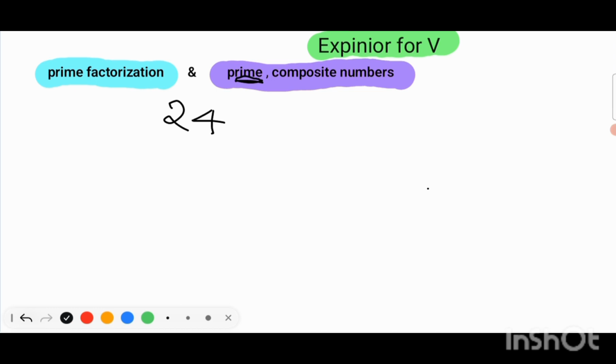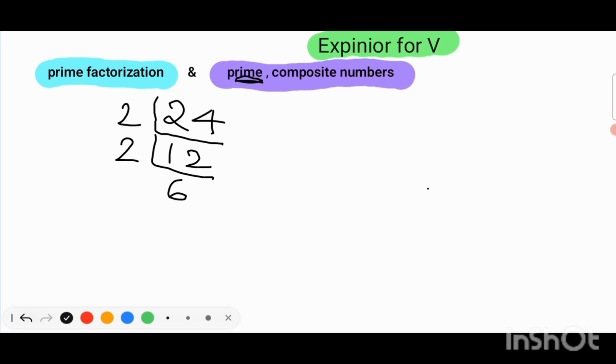For example, we have to write what is meant by prime factorization. I'll give an example. If they have given a number 24 and they ask you to find the prime factorization, then what you have to do is start from 2. So here 2 1s are 2, 2 2s are 4. Okay, you have to do it in this way. Next, 2 6s are 12 again.